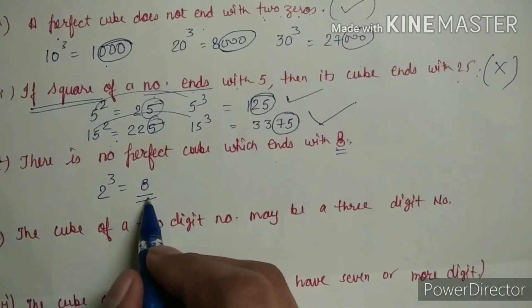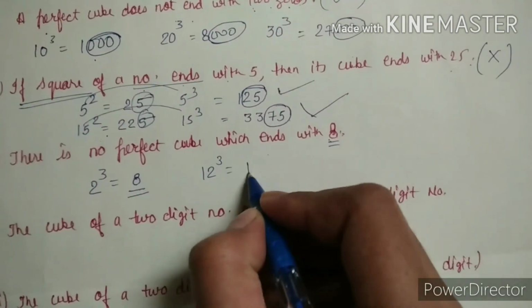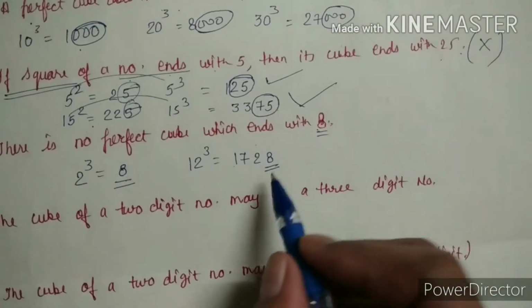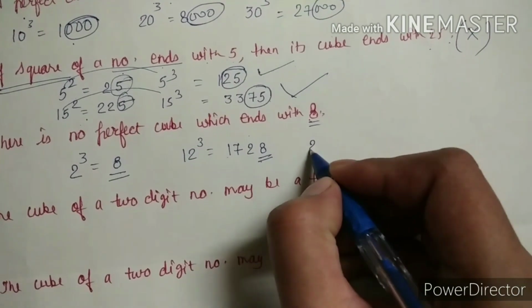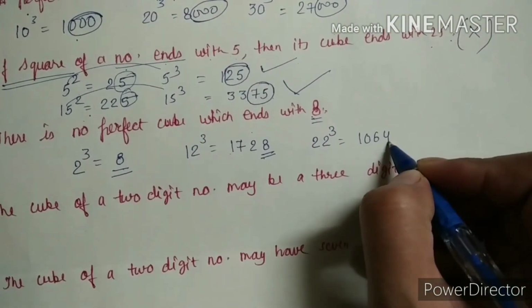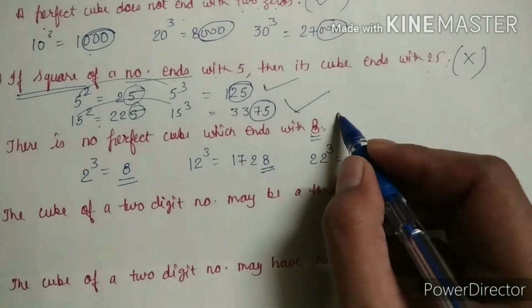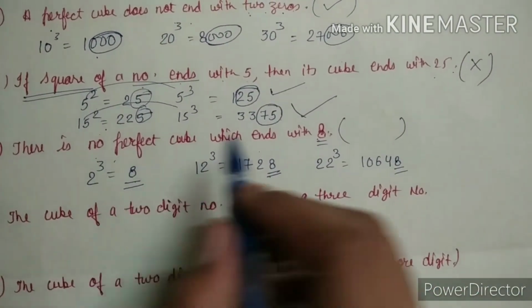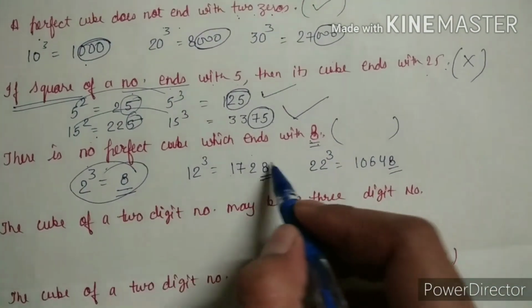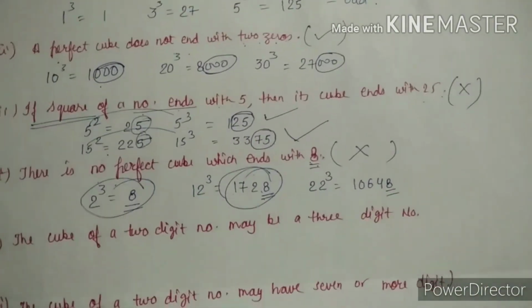It is having the ones place as an 8. When we are taking the 12 cube, at that time also we have 1728. It is also ending with 8. One more example we can see. 22 cube is 10,648. This is also ending with 8. This means there is no perfect cube which ends with 8. The question is telling there is no perfect cube ending with 8, so the statement is false.